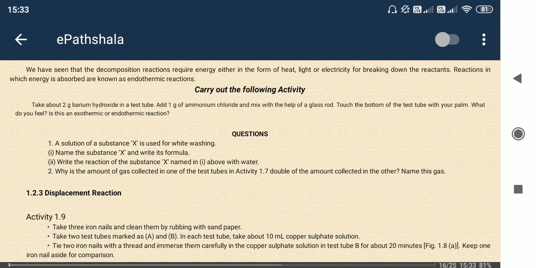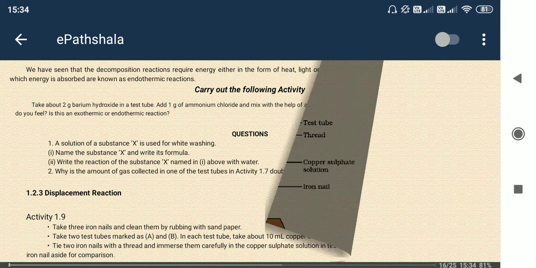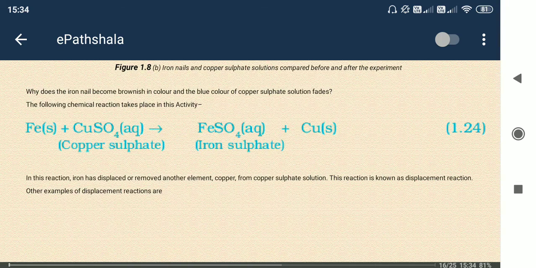Displacement reactions mean one place is occupied by another part. An example will be the most useful. Displacement means iron and copper sulfate are reacting. The place of copper is taken by Fe. What will be the result? Ferrous sulfate will be formed. You can see that in place of copper sulfate it is now ferrous sulfate in the product, and copper is released in solid form. So copper is displaced by Fe, and ferrous sulfate is formed.